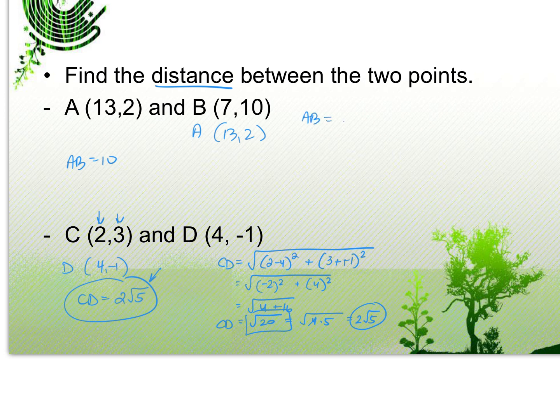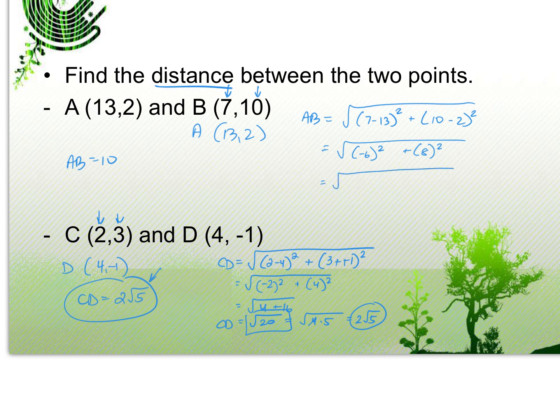So the segment length would be, again, the difference of my x's, so 7 minus 13 squared, plus the difference of my y's, 10 minus 2 squared. So the last time, here we had a positive 6 squared and we had a negative 8 squared. Notice now what we've got is a negative 6 squared, and this time the 8 is positive and it's squared. In the end, though, once we square this, the negatives and the positives don't matter anymore. This is 36, this is 64, and again, I'm back to the square root of 100, which is 10.